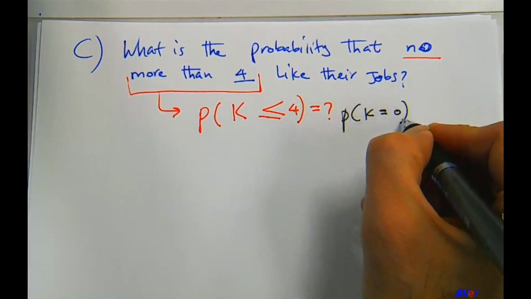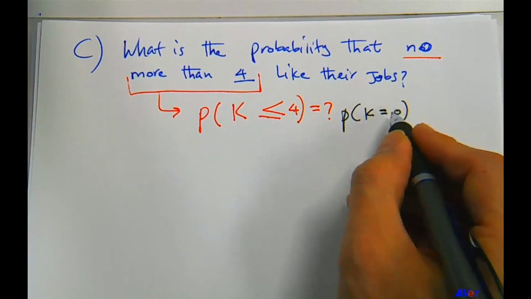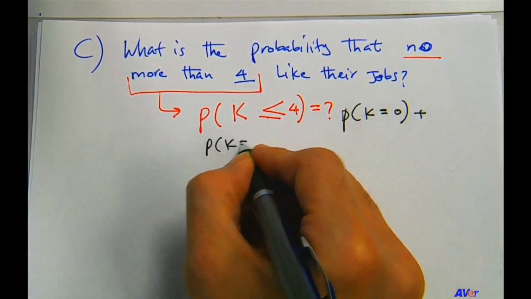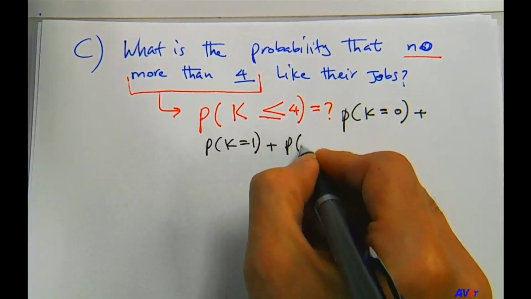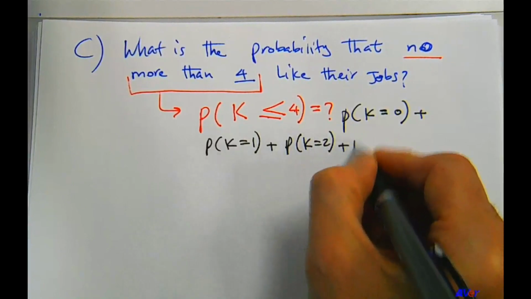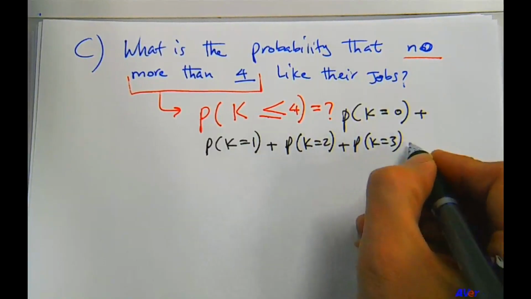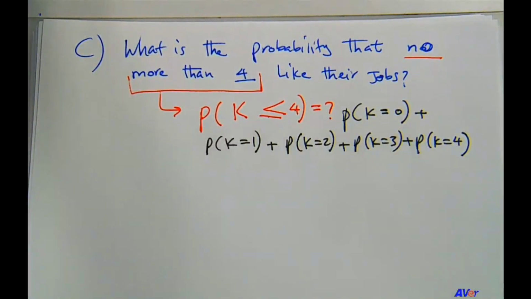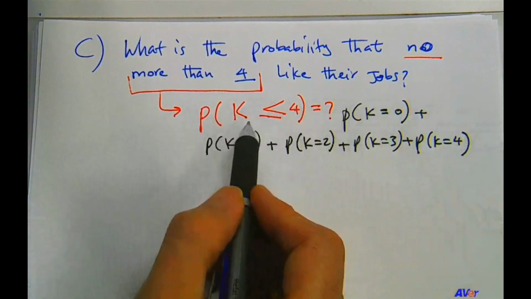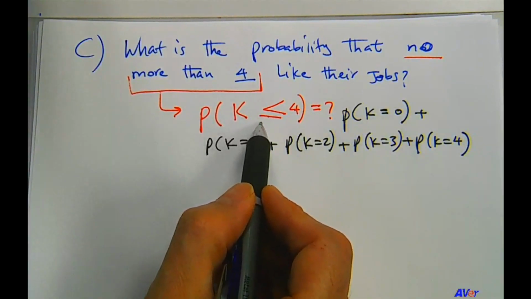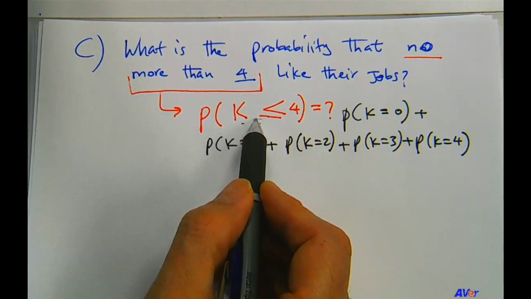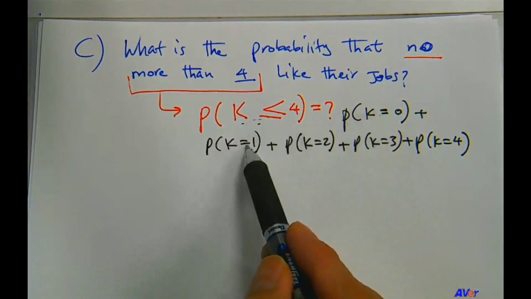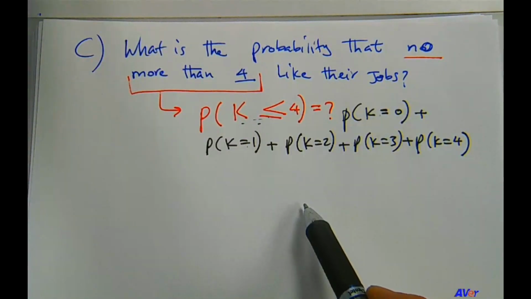It could be 0, that is nobody liked their jobs out of the 7, plus probability of k equals 1, plus probability of k equals 2, plus probability of k equals 3, plus probability of k equals 4. Right? That's all because this is an interval probability. Remember, with interval probabilities, we always have more than one calculation. Okay, so we have 1, 2, 3, 4, 5 calculations.